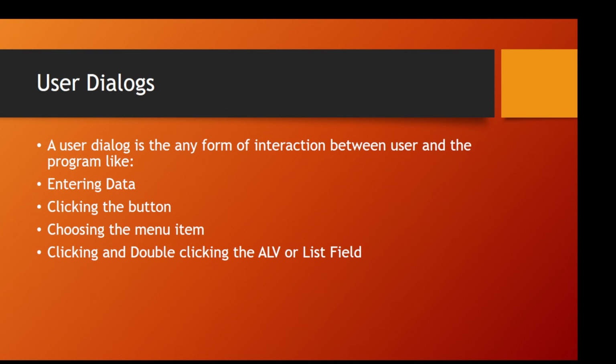A user dialog is any form of interaction between the user and the program, like entering data, clicking a button, choosing a menu item, and clicking or double clicking an ALV or list field. It means every type of interaction between the user and the program, whether clicking a button, running a query, using a search filter, or entering data. Each type of user interaction is called a user dialog. The interface used to interact between the SAP system and the user is called the user dialog.